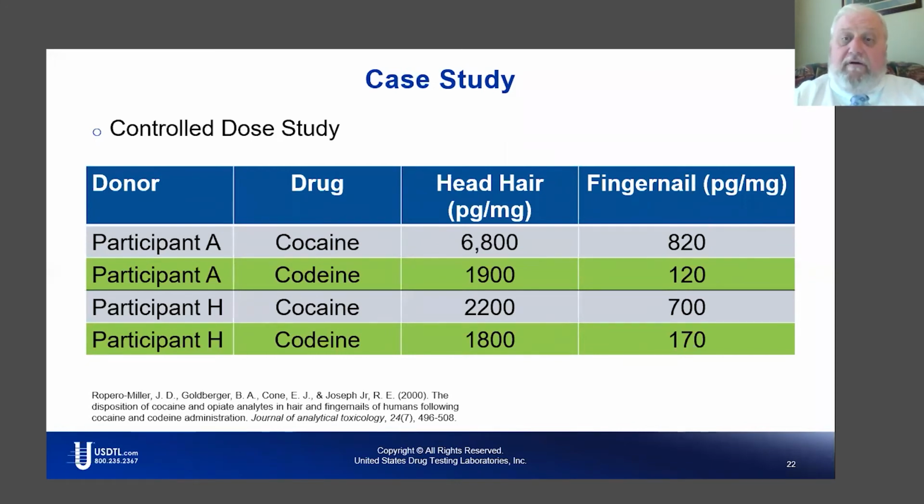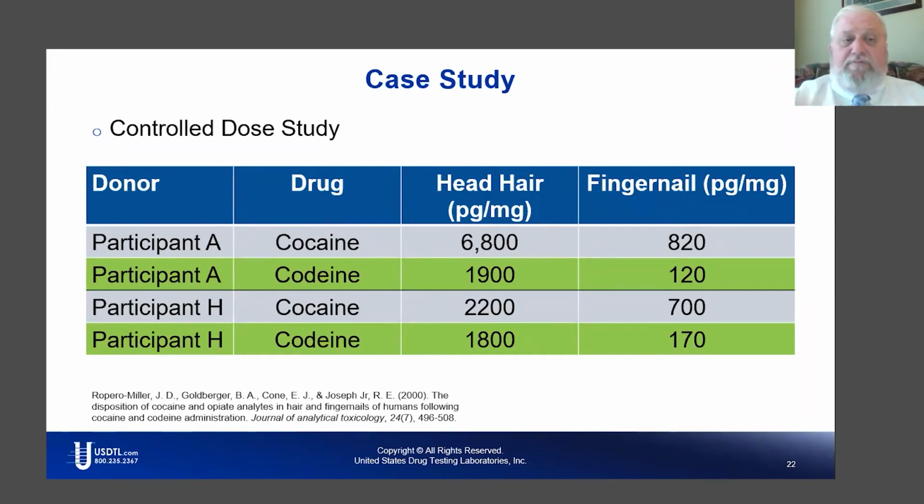But if we look at the fingernail, we've got 820 for the cocaine and 120 for the codeine. This is a really good example of the difference between what we expect with head hair and fingernail, in that the head hair probably was somewhat darker. So we're getting more showing up there, less showing up in the fingernail. That doesn't mean you're going to get a difference in deposit rates; it's just that the numbers are going to be different. There could also have been the difference between controlled dosing versus someone who's been using throughout the entire year, and that could account for some of the differences.